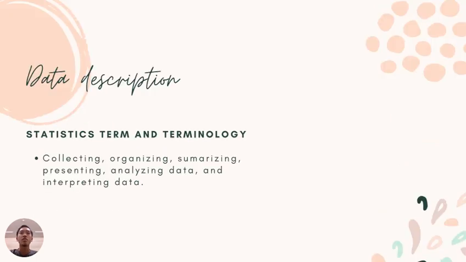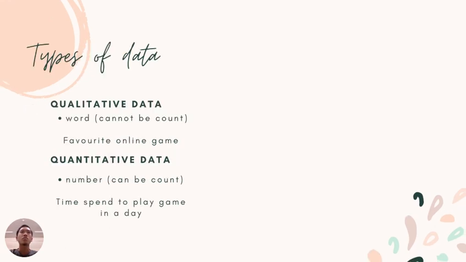Here I will explain about the introduction. Data description is a statistics term and terminology. It is about collecting, organizing, summarizing, presenting, analyzing, and interpreting data. There are two types of data: qualitative data and quantitative data. Our qualitative data is a word, which is the favorite online game, and quantitative data is a number, which is the time spent to play a game in a day.